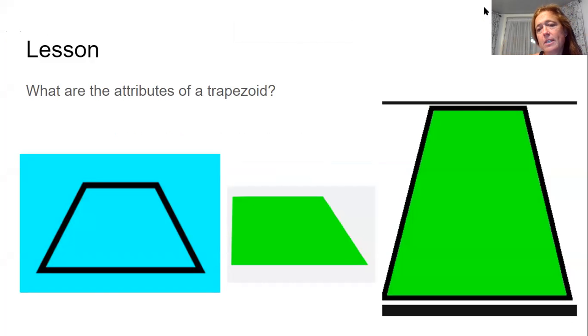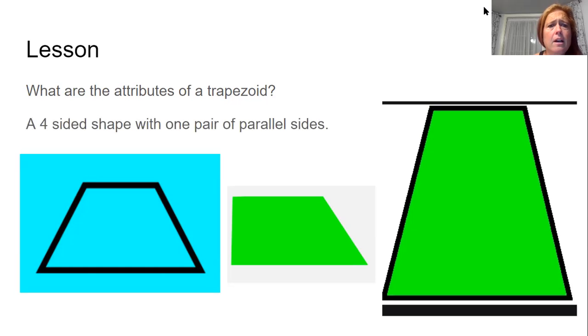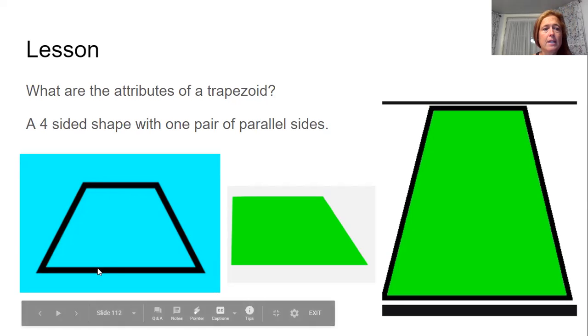Well, the first thing that we see is that they're all quadrilaterals. Why are they quadrilaterals? Because they have 4 sides and 4 angles. So what makes them different than other quadrilaterals? They also have only 1 pair of parallel sides. So only this side and this side are parallel.